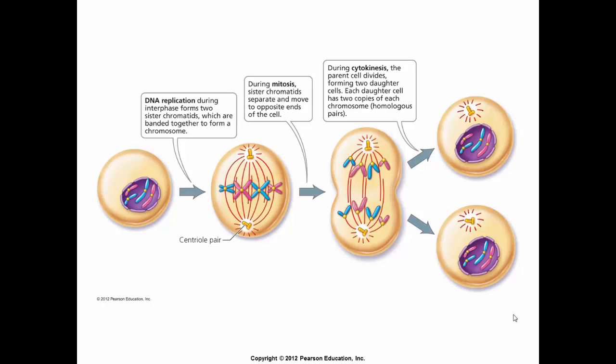So DNA replication occurs during S phase, during interphase. Two sister chromatids are formed, joined together at the centromere. During mitosis, these sister chromatids are going to separate and move to opposite ends of the cell, called the poles. And during cytokinesis, the parent cell is going to divide, forming two daughter cells, each containing two copies of each chromosome, or homologous pairs, also known as homologs.